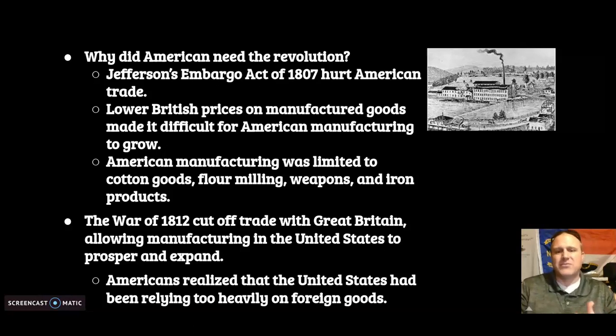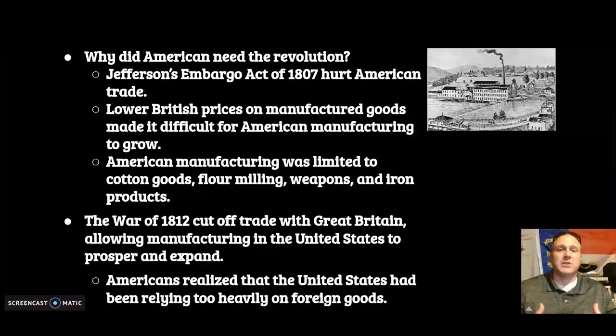So how does it affect us? Well, it makes us realize that we kind of don't need them, right? The War of 1812 cuts off trade with Britain, allowing manufacturing in the United States to really start to flourish. Okay? Americans start realizing our heavy dependence on British trade. Why do we need their stuff so bad? Why don't we start making it ourselves?